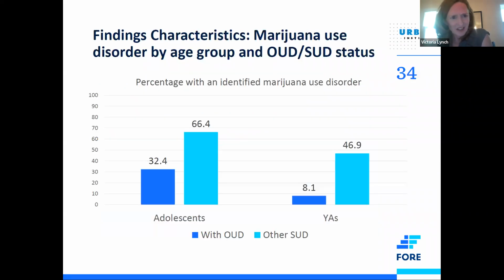Next slide, please. So the characteristics, I'll slow down a bit here. Here we see marijuana use disorder by age group and OUD, SUD status. So you can see on the left that close to 1 in 3 adolescents with OUD also had a marijuana use disorder identified. And the turquoise shows that about 2/3 of the adolescents we identified with another SUD had marijuana use disorder, keeping in mind there are other co-occurring SUDs observed for these folks. For the young adults, you can see that marijuana use disorder was less than among the adolescents with SUDs. Next slide, please.